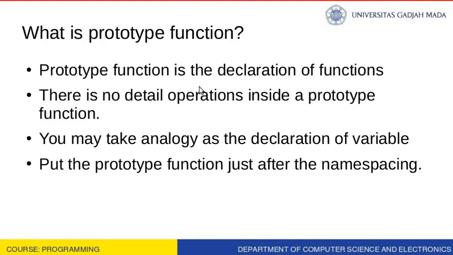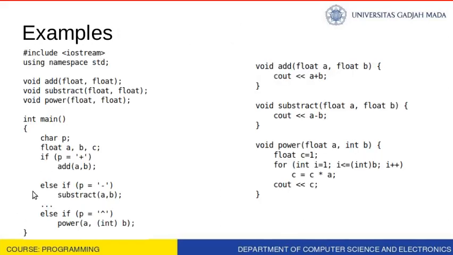Prototype function is the declaration of function. There is no detailed operation inside of prototype function because it's only a declaration. You may take the analogy of the declaration of variable, where you have to put the prototype function. You can put the prototype function just after the namespacing. Let us see this example.